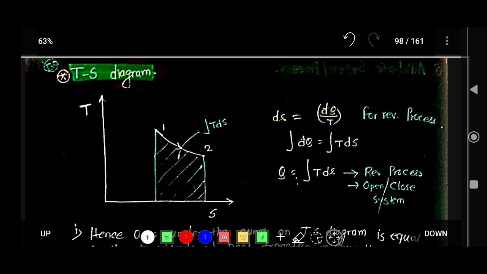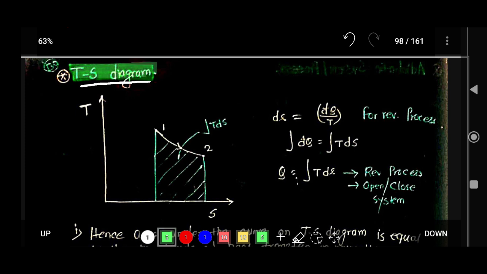So in the last lecture we covered the entropy change for a reversible process, the entropy change for an irreversible process, and the entropy change for the universe. Now let's focus on the TS diagram.